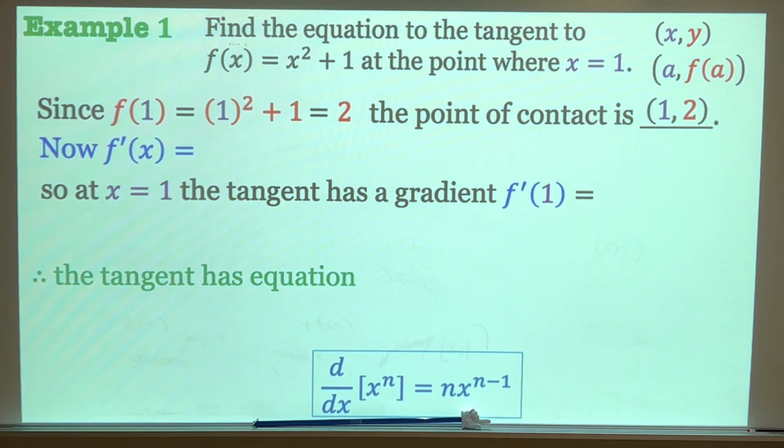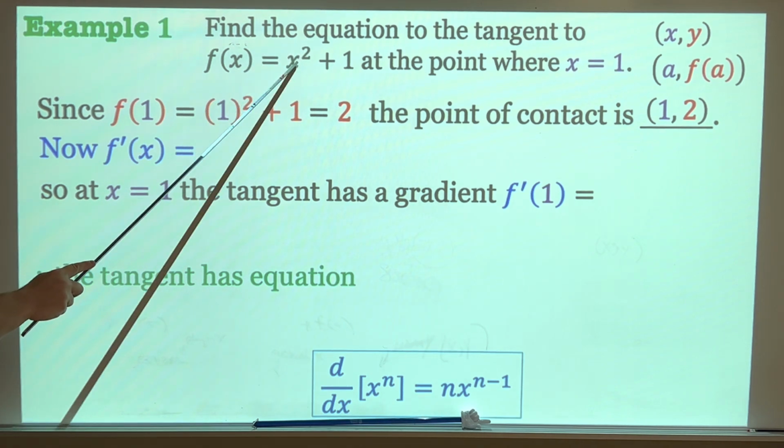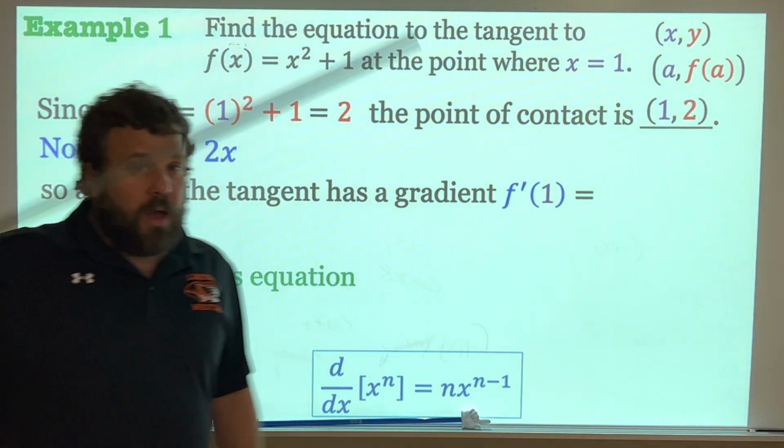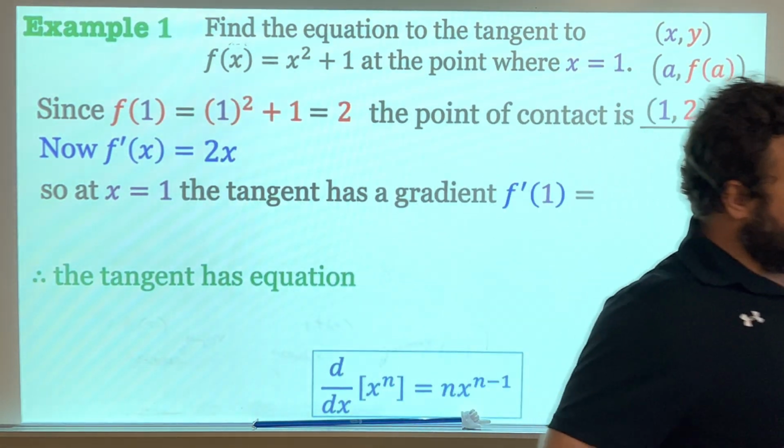x squared plus 1. Our n is 2. 2x to the 2 minus 1 is 2x to the first, or 2x. Right? If you need some extra help with this, I'll run through a bunch more of this stuff, or you can just go review chapter 10.